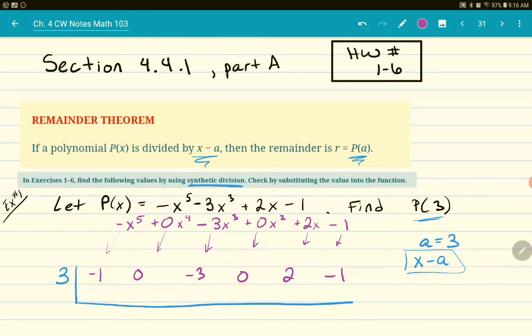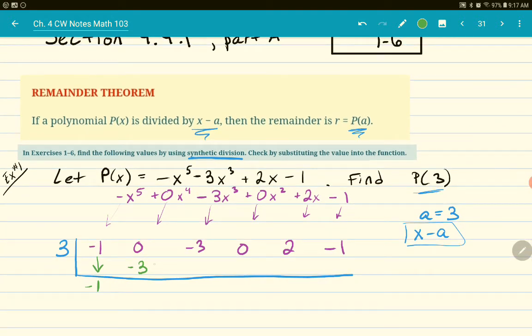Now to divide, I start by bringing down the first number. Oh, sorry, -1. Then I multiply this number times this number and put it here, and then I add these two. Then I multiply, add, multiply, add. So 3 times -1 gives me -3. And when I add 0 and -3, I get -3.